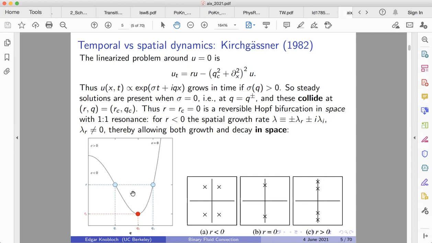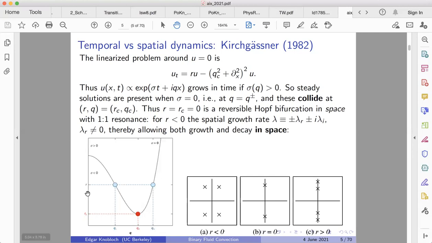Well, when R is positive, so I'm up here, for example, I have two real wave numbers, Q minus, Q plus. So these correspond to these crosses here, Q plus, Q minus, or iQ plus and iQ minus, and of course the complex conjugate down here. So that's the structure of the problem when R is greater than 0.